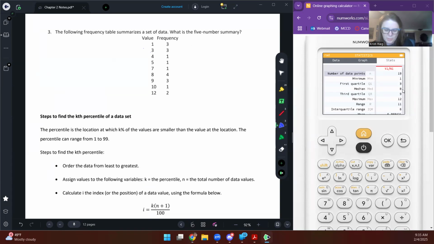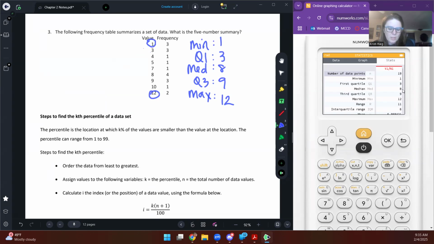So our answers, our 5-number summary is going to be your minimum, quartile 1, our median, quartile 3, and our maximum that we just got from our list. And they're listed in the same order. So we have 1, 3, 8, 9, and 12. The minimum and the maximum would be easy enough to do without the calculator, but it's just finding where exactly that middle is and which middle is the middle. That's kind of a pain with a frequency table.